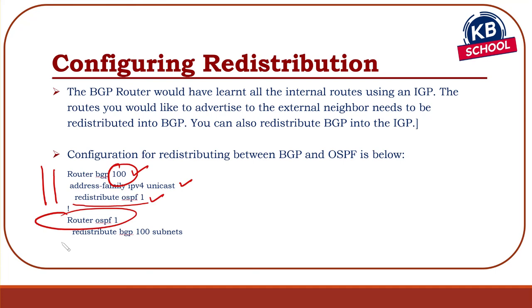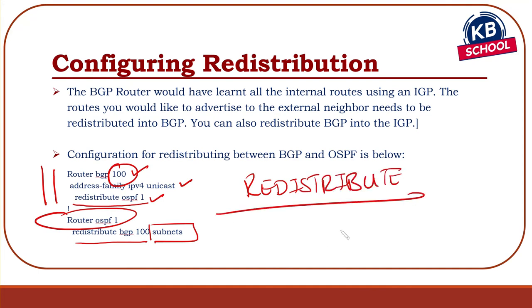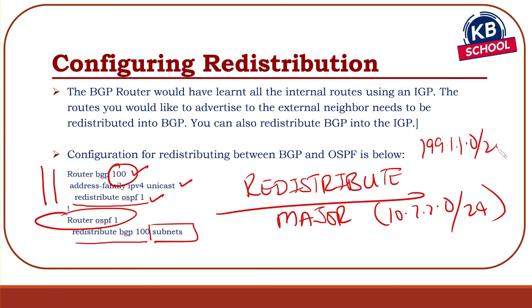And then in terms of OSPF, I'll go to OSPF and say any routes that I learned from BGP 100, redistribute that into OSPF. What is this keyword subnets? When you do redistribution into OSPF, by default, it will only redistribute major networks. So if I had any type of subnets, let's say I had the 10.2.20 /24 network, which is a subnet, that would not get redistributed. 199.1.10, which is a major network, would have gotten redistributed. So if I want this 10.2.20 network to get redistributed as well, I would use the keyword subnets over there.